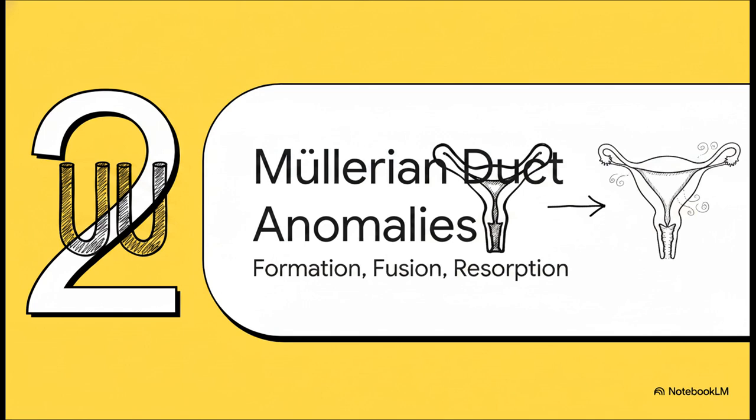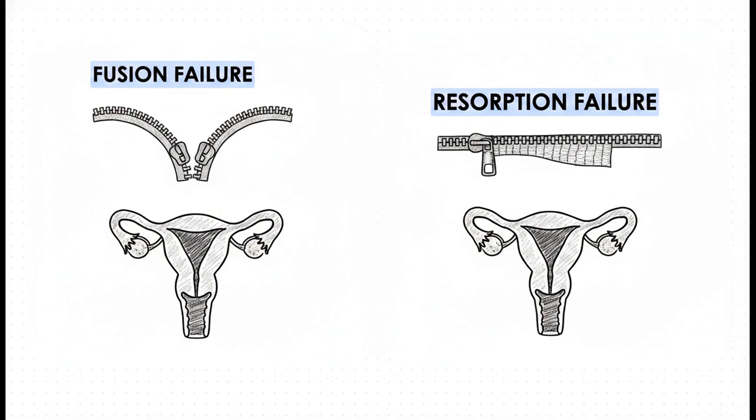We're moving from a simple blockage to much more complex problems with the architecture of the uterus itself, the Mullerian duct anomalies. Everything that goes wrong here really just boils down to a problem with one of 3 key steps: formation, fusion, or resorption. So the most important thing is to get the 2 main failure types straight. Just think of it like a zipper. On the left, you've got fusion failure. The 2 sides of the zipper, those are your Mullerian ducts. They never zip up properly in the middle.